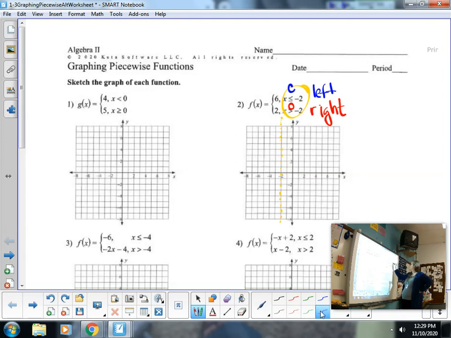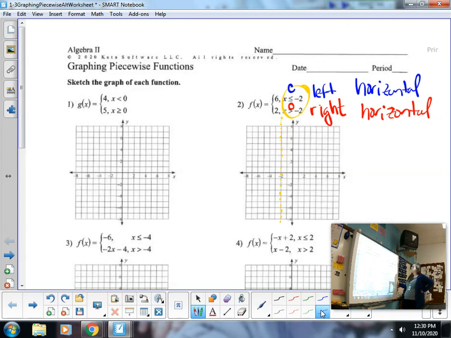Now both of these pieces are horizontal. And since they are horizontal, I don't need additional points to graph them. All I need to do is actually draw those horizontal pieces.